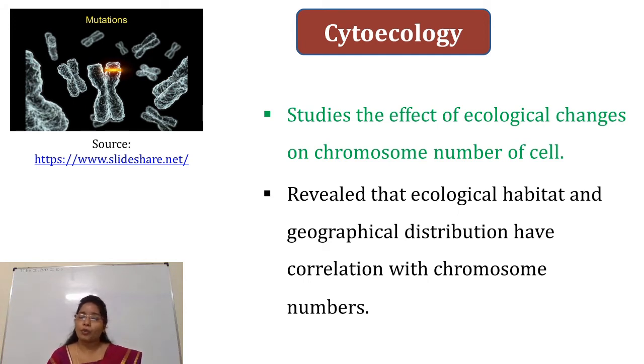In this branch, one can study the effect of ecological changes on the chromosome number of a cell. Sometimes due to ecological changes, certain types of mutations may occur in the chromosomes. Okay? Such cytoecological study revealed that ecological habitat and geographical distribution have a correlation with the chromosome number. In this way, cytoecology plays an important role in the study of ecological habitat and geographical distribution.